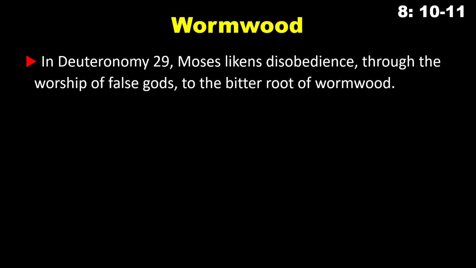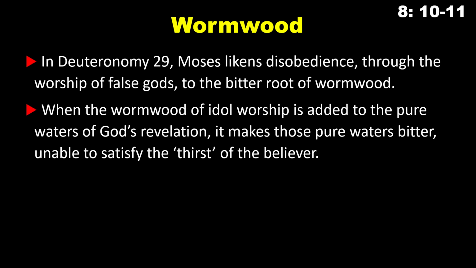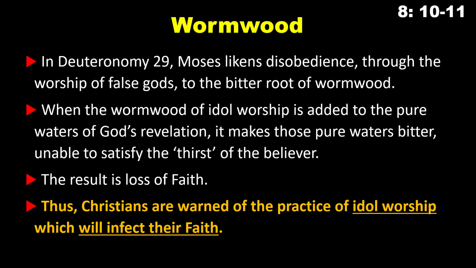Why is wormwood the bitter root in a discussion about idol worship? In Deuteronomy 29, Moses likens disobedience through the worship of false gods to the bitter root of wormwood. Wormwood is a woody shrub with a bitter, aromatic taste. When the wormwood of idol worship is added to the pure waters of God's revelation, it makes those pure waters bitter, unable to satisfy the thirst of the believer. The result is loss of faith. Thus, Christians are warned of the practice of idol worship, which will infect their faith.